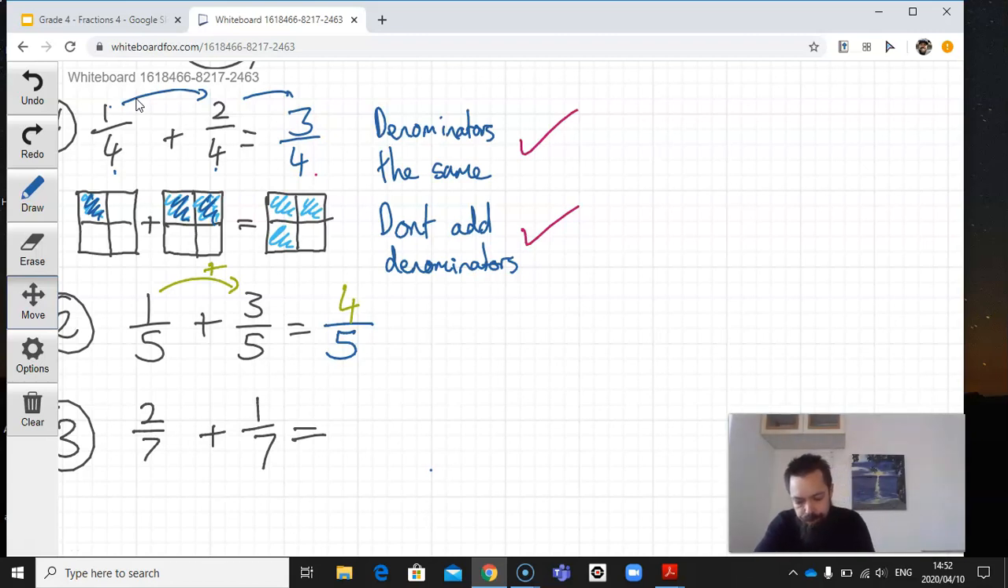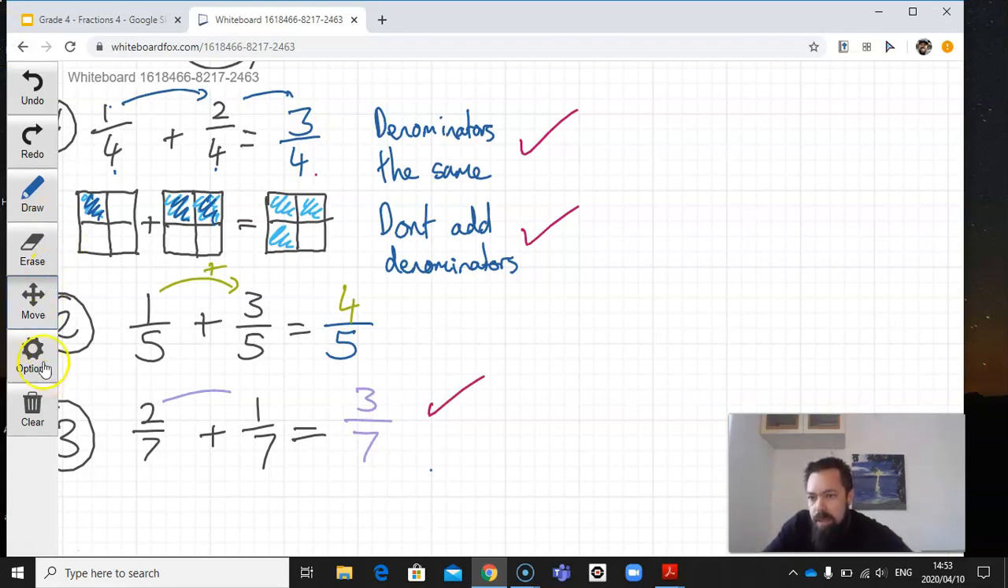Okay, let's quickly go through this one. Well, we checked the first rule. Our denominators are the same, 7 and 7, which means we can put 7 as our answer for the denominator because that doesn't change. Second rule is correct. Now we add the numerators. 2 plus 1 gives us 3. Well done. If you got that, and don't stress too much if you didn't, this is about practice.